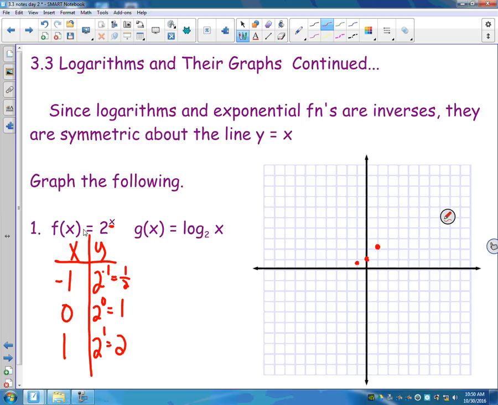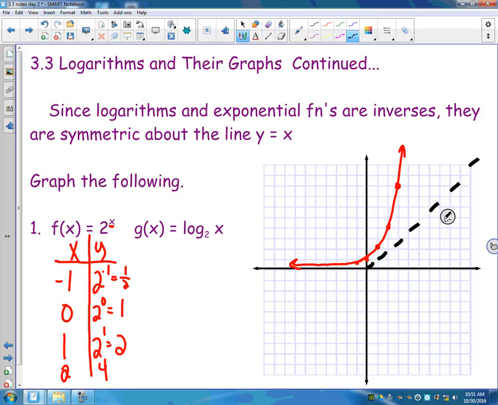And we could even go further if you want. At 2, you would get 2 squared, which is 4. And I'll even do one more at 3: 2 to the 3rd is 8. 1, 2, 3, 4, 5, 6, 7, 8. So we get that nice exponential graph that we worked on all last week. Exponential growth model, right?